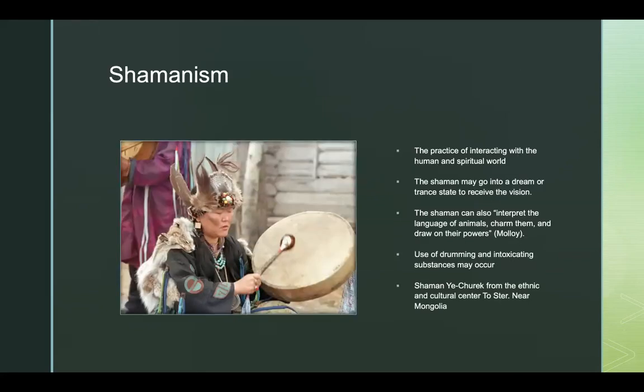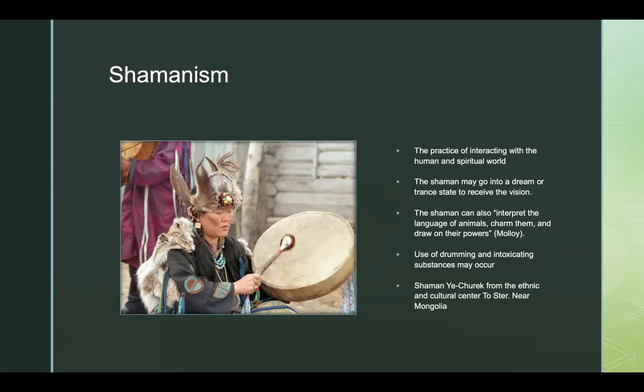Another important element of indigenous religion is shamanism. This is the practice of interacting with the human and spiritual world. And here's a picture of Shaman Ye Churik from the Ethnic and Cultural Center Toster, which is near Mongolia. So she's possibly Mongolian in tradition. There we go. The shaman may go into a dream or trance state to receive a vision.